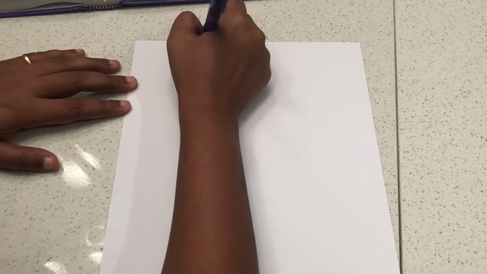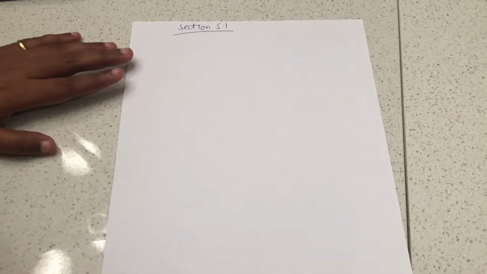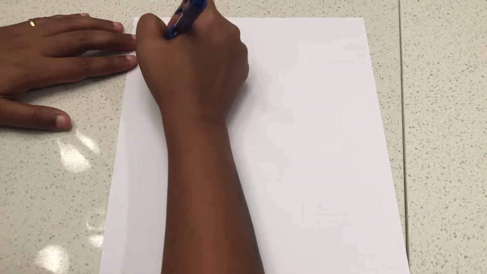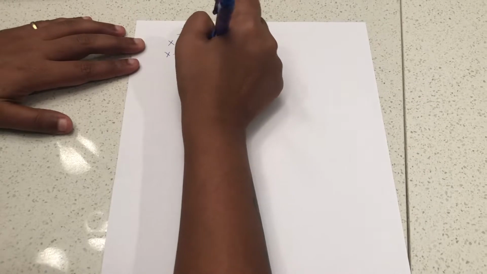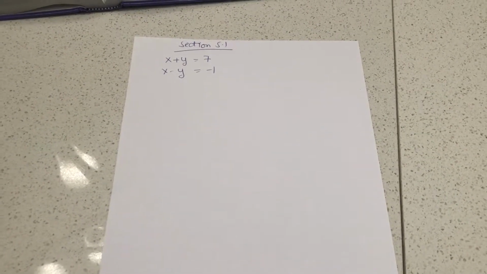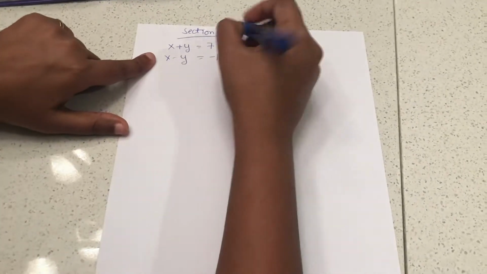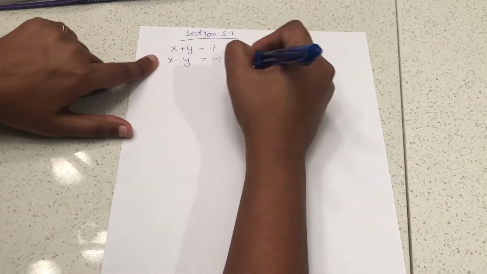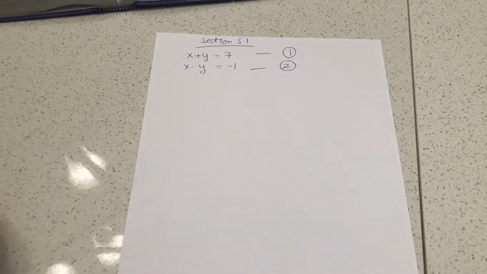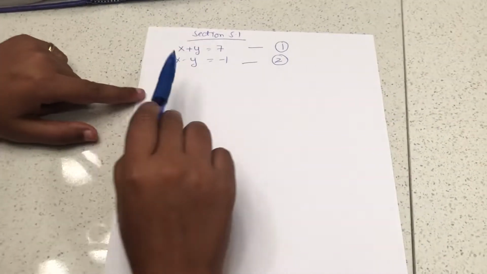Today what we are gonna do is section 5.1. Basically in this section you'll be given two equations, any two equations, like suppose x plus y is equal to 7 and x minus y is equal to minus 1. In these kinds of problems you'll be given two equations. This is one equation, I name it number 1, and this is equation number 2. You're given two equations. What they want you to find is the solution.